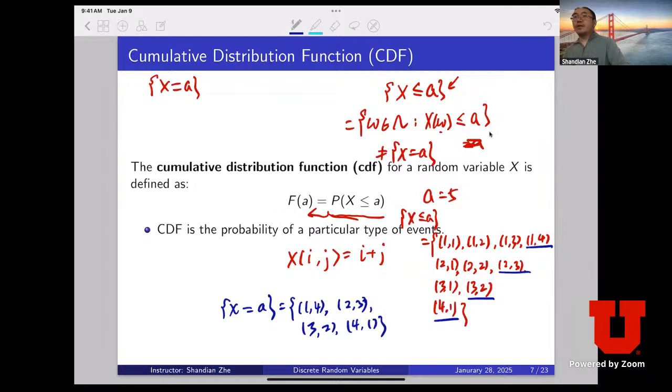So you see that usually the probability mass function should be upper bounded by the cumulative distribution function, CDF, right? Okay, any question regarding the definition of the CDF?